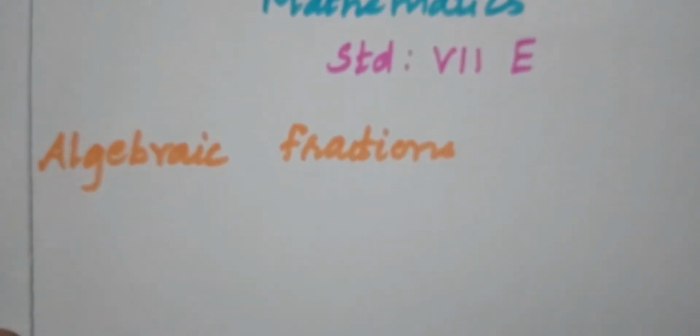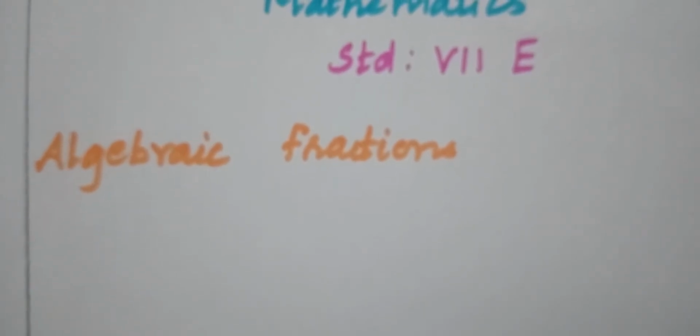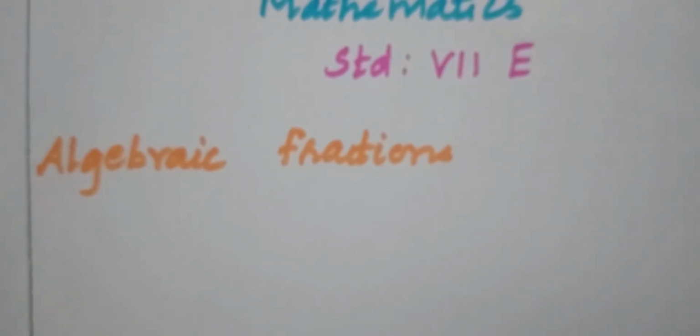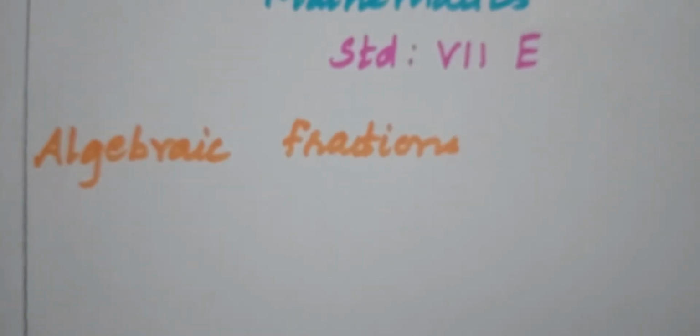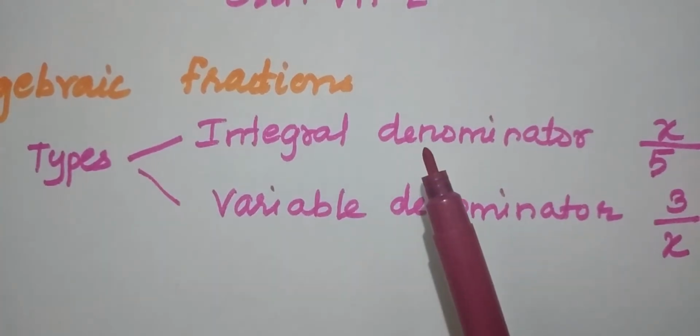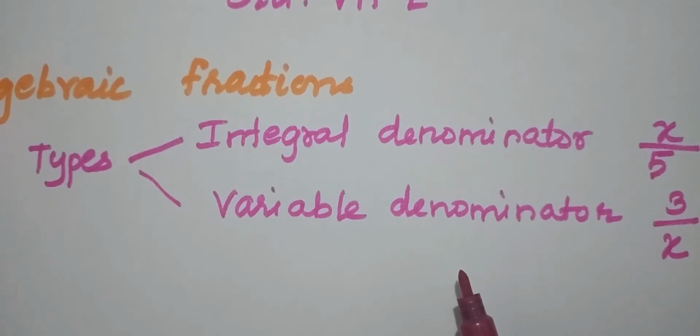In the previous class, we have learnt about algebraic fractions. Let us have a small recap. What do you mean by an algebraic fraction? An algebraic fraction is a fraction in which the numerator or denominator or both have variables with or without constants. What are the two types of algebraic fractions? Yes, the two types of algebraic fractions are algebraic fractions having integral denominator and algebraic fractions having variable denominator.